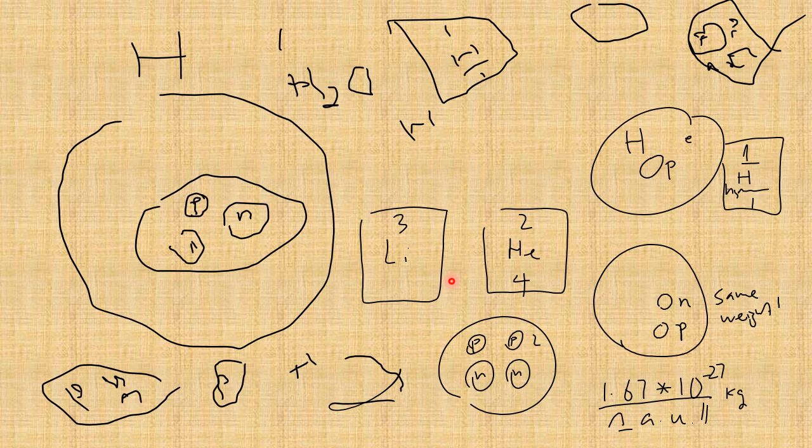Remember, the weight of a hydrogen atom is 1.67 times 10 to the negative 27 kilograms. This number, or approximately this number, is called 1 atomic weight unit. It's very small. But if you have 2, then of course 2 atomic weight units is also very small.